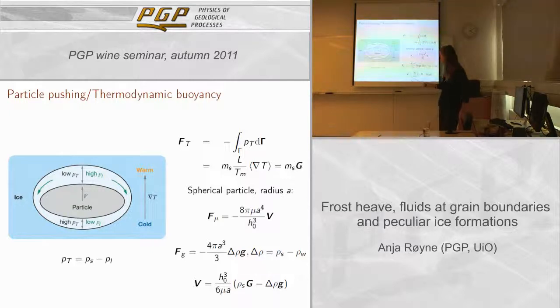But then also imagine that you have some freezing front moving with some velocity, and then you have this particle pushing. You can imagine that if these particles would move faster than the freezing front, they would be pushed out of the ice, and just be pushed in front of the ice. And if they're larger, then they would be embedded in the ice as it moves.